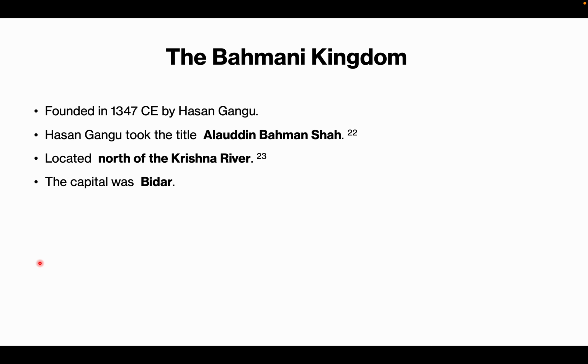Okay. Now let's look into the Bahmani Kingdom. This was founded in 1347 by Hassan Gangu, and maybe he didn't find his name cool, so he took the title Alauddin Bahman Shah. That's why it's called the Bahmani Kingdom. Or maybe something happened and they said, why don't you change your name? And this is located north of the Krishna River. So the Krishna River was actually a border for both of them. And their capital was Bidar.